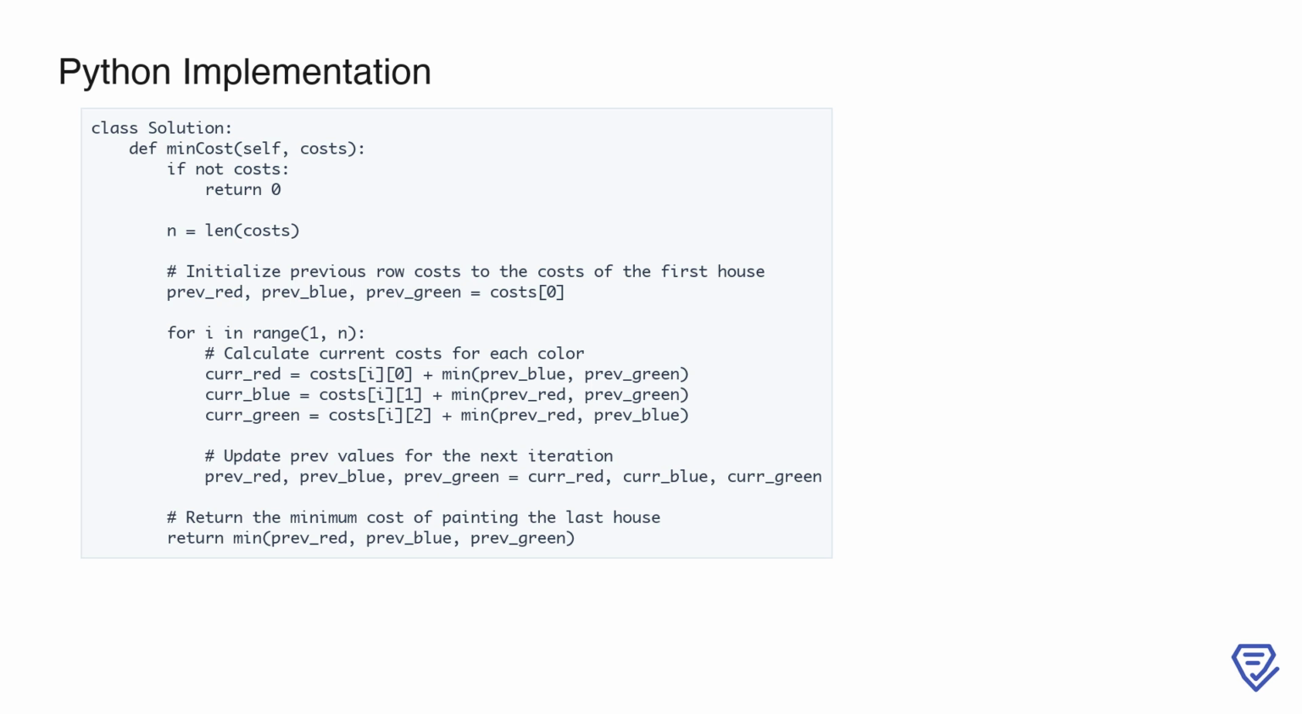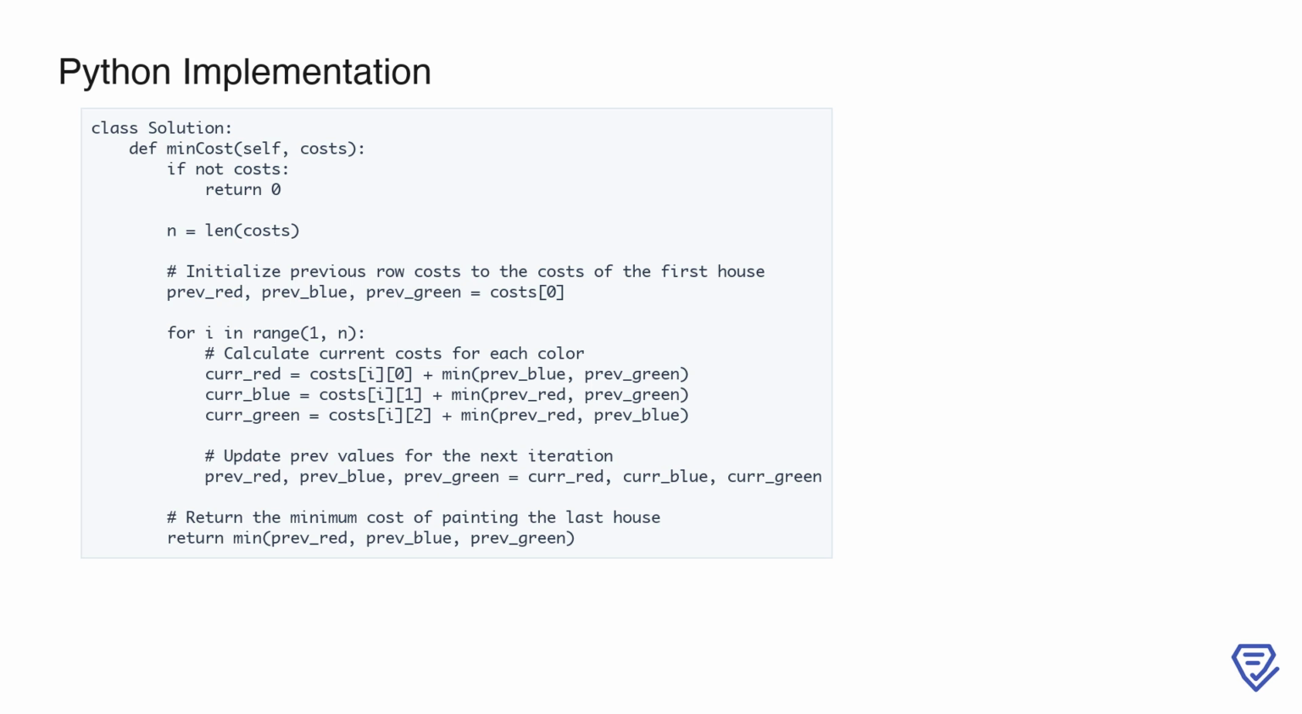Cur_red. Painting the current house in red is the cost of red for the current house plus the minimum cost of painting the previous house in blue or green. Cur_blue. Similarly, the cost of blue involves the minimum of red or green for the previous house. Cur_green. The cost of green uses the minimum of red or blue for the previous house. 4. Rolling update. After calculating the costs for the current house, the prev_red, prev_blue, and prev_green values are updated to the current costs. This ensures that only the most recent costs are stored, keeping the space complexity O(1).